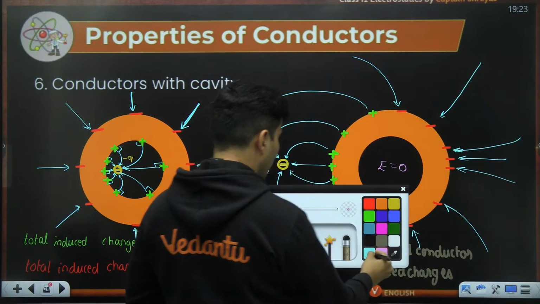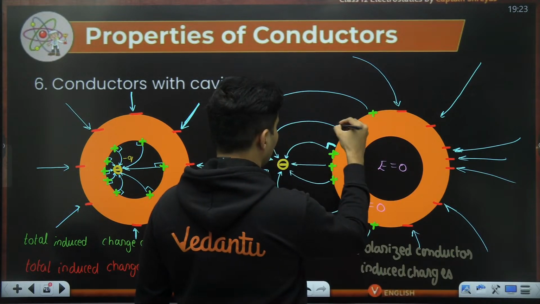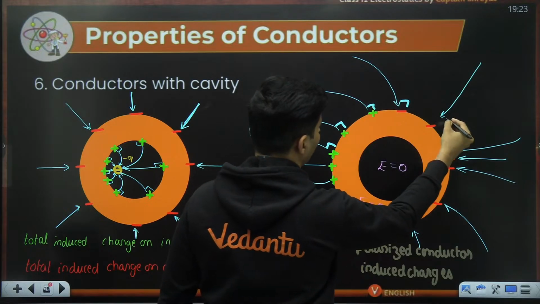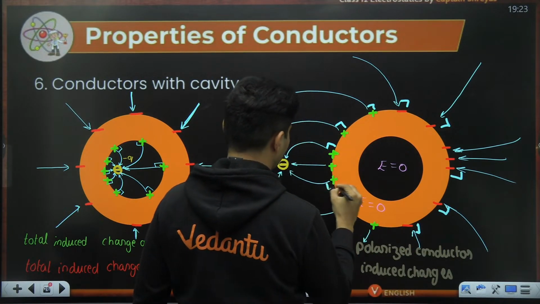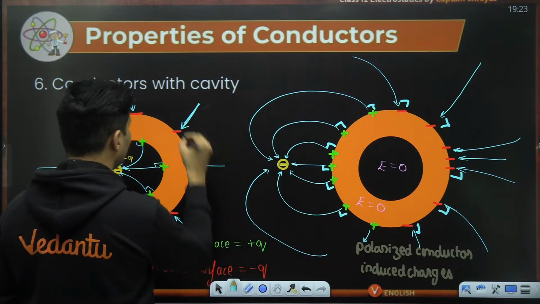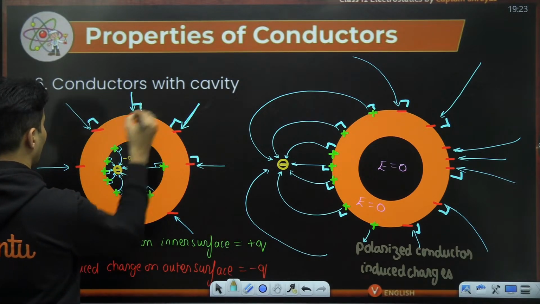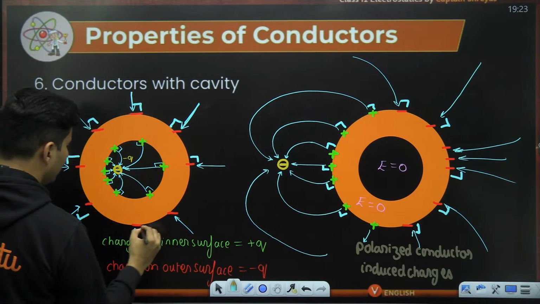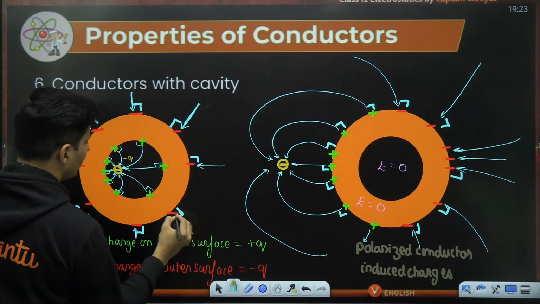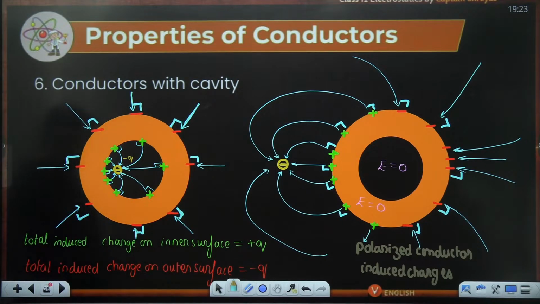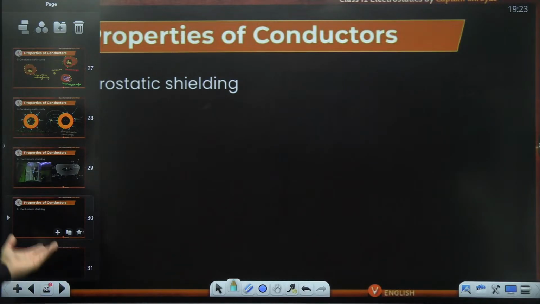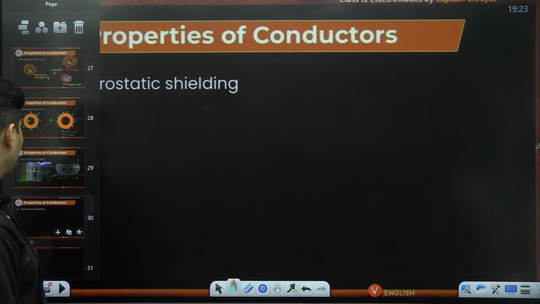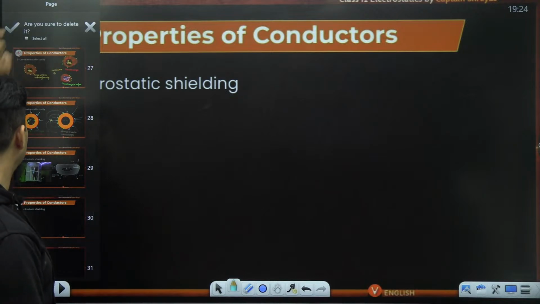Most important thing again over here: everywhere, field lines are going to be perpendicular, every single place, even here, guys. Everywhere the field has to be perpendicular to the conducting surface. Cool. So that is the concept of electrostatic shielding, which I have just explained to you. We don't need this slide.